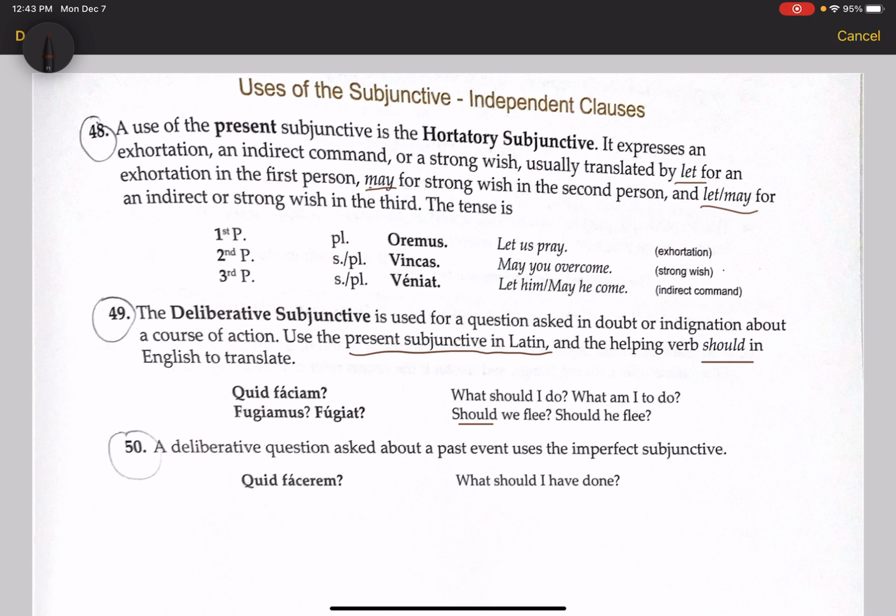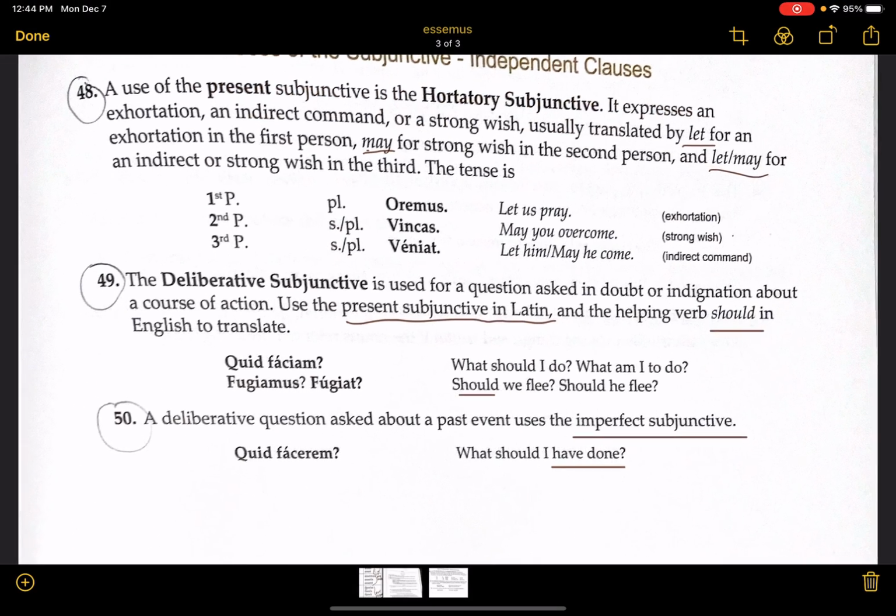And 50, a deliberative question asked about a past event uses the imperfect subjunctive. So, quid facerem, what should I have done? What should I have done? All right, so that's our review syntax.